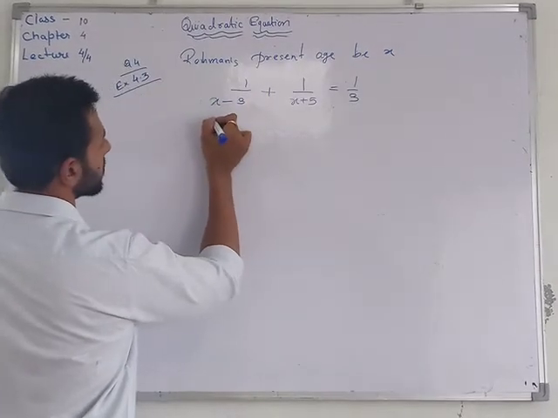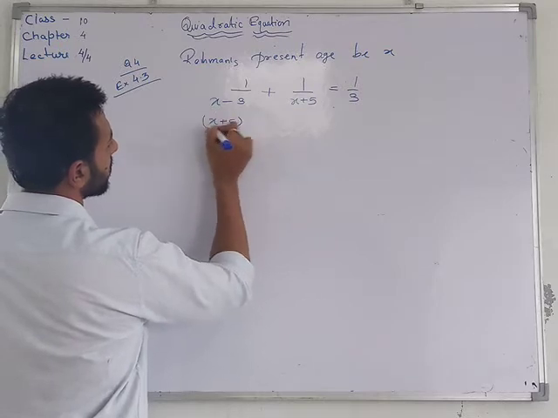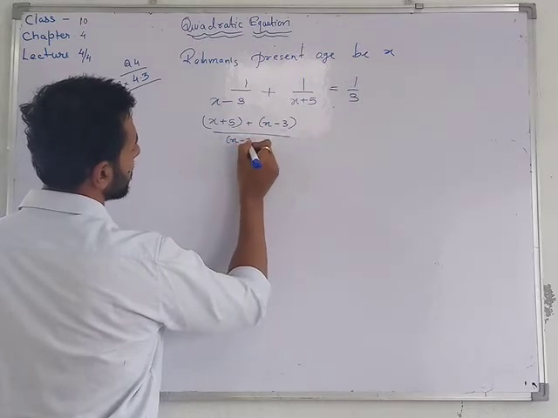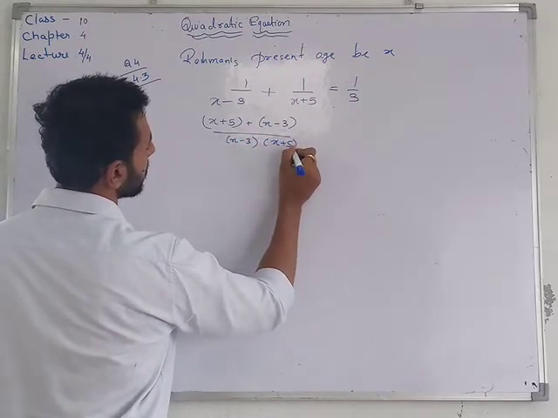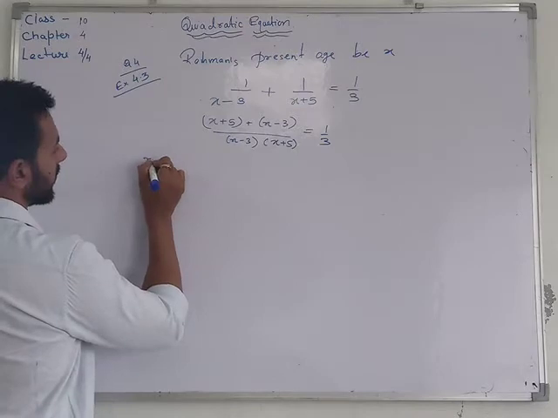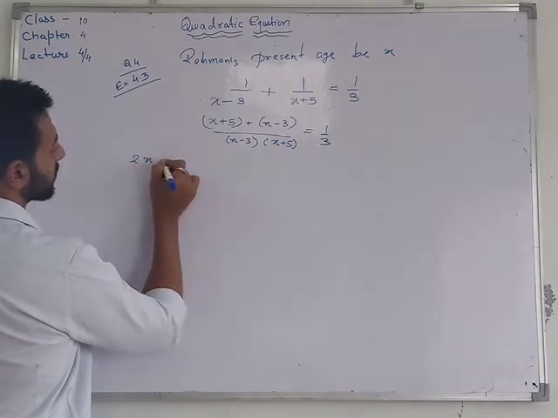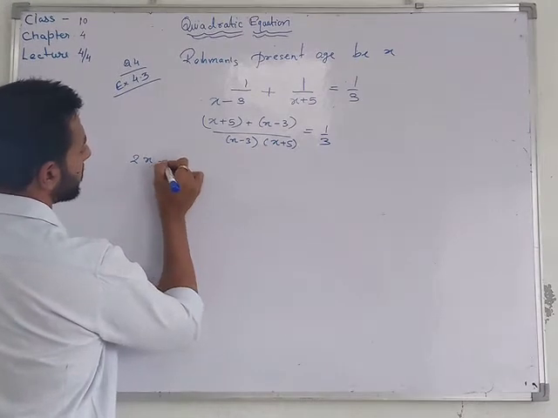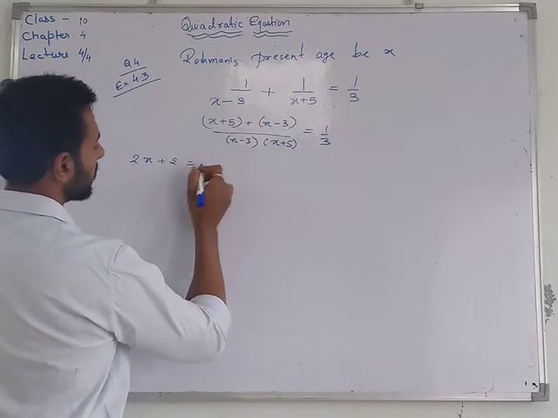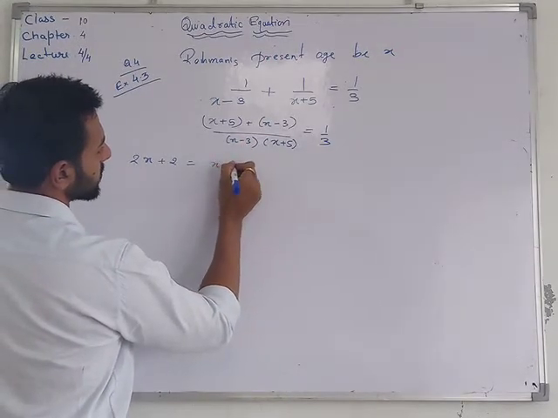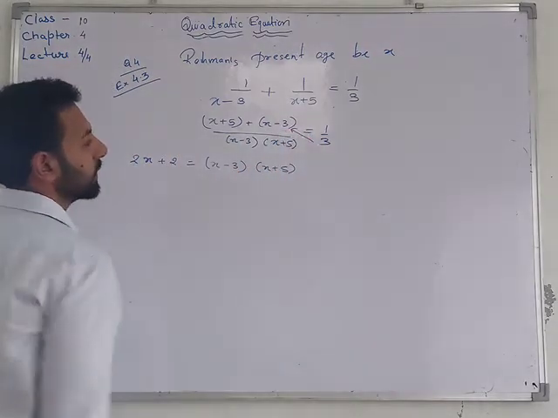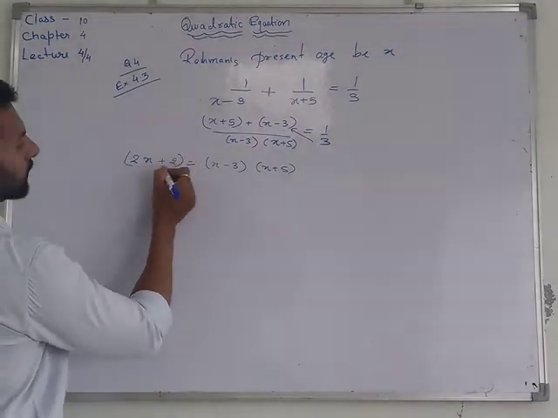Now, cross multiplying this, x plus 5 plus x minus 3 upon x minus 3 into x plus 5 is equal to 1 by 3. Solving the numerator first, x plus x will be twice of x, plus 5 minus 3 will be plus 2. Taking the denominator to the numerator, this will be x minus 3 into x plus 5, and taking this 3 to the numerator, it will be multiplied over here.